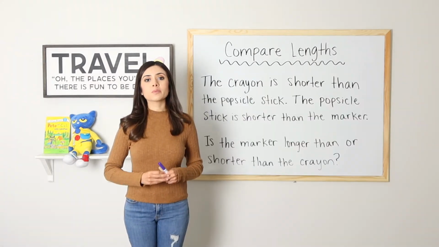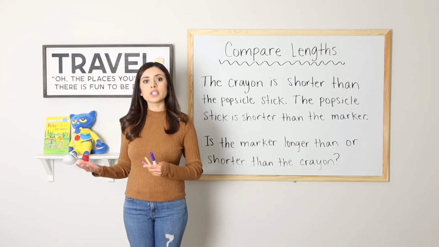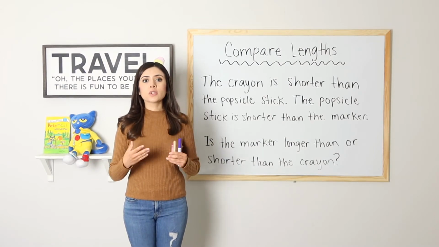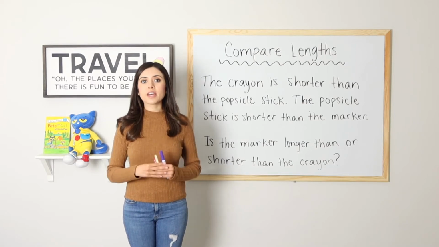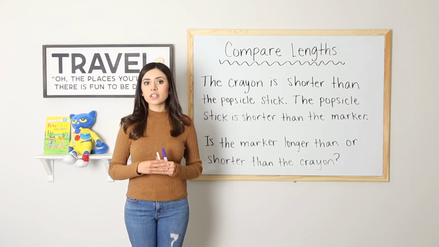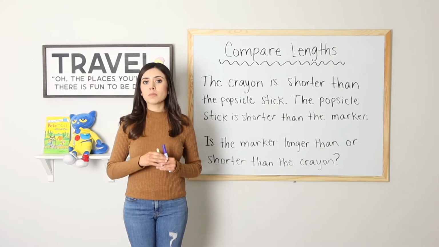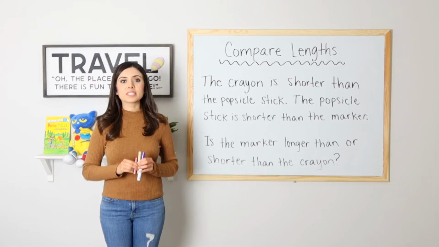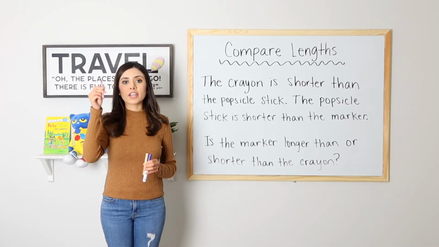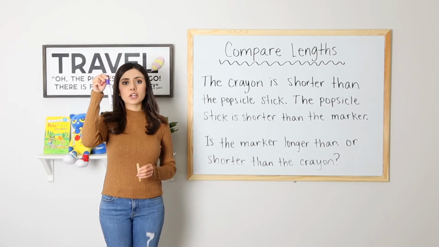Okay, so throughout this lesson, we will be comparing the lengths of different objects. We will see which are shorter and which are longer. So if the distance from end to end of one object is greater than the other, that object is longer. If the distance from end to end of an object is smaller, that object is shorter. So let's go ahead and start with our first example. We will compare a crayon to a popsicle stick and a marker.